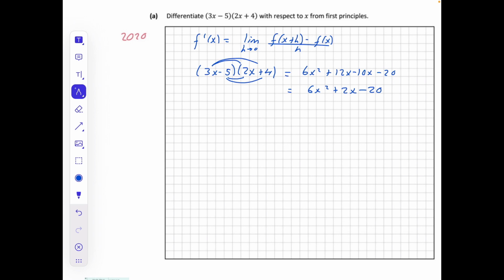Okay, so instead of writing it as 3x minus 5 multiplied by 2x plus 4, we can write it out instead as 6x squared plus 2x minus 20. So my new f of x is 6x squared plus 2x minus 20. Now we need to find f of x plus h, so everywhere there is an x, replace it with x plus h.